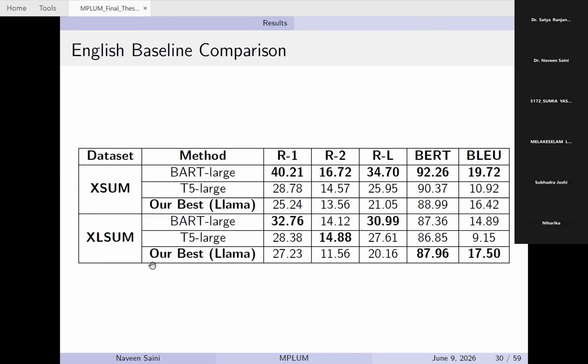Similarly, for the English baseline comparison, we have XSum and XXLSum. Here BART is better, but when we look at multilingual summarization, our Llama is better in terms of the BERT score and the BLEU score. So Rouge 1, Rouge 2, Rouge L. Rouge score means matching the overlap of words between the generated summary and the gold summary. 1 means 1-gram overlap, 2 means 2-gram overlap, and L means longest common subsequence.